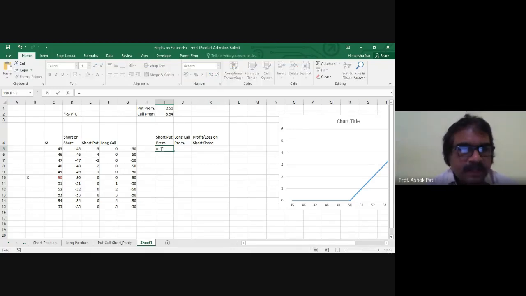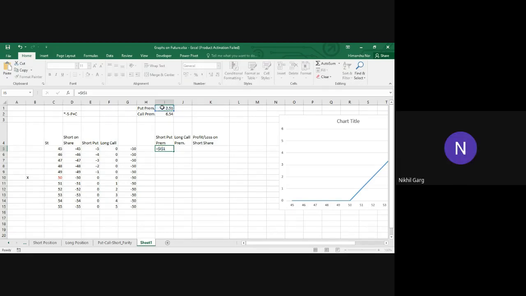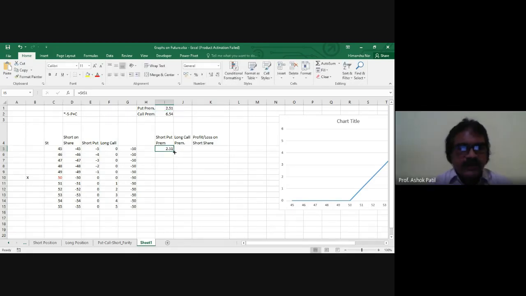So now you can write that as equal to. No, why plus? We are not calculating profit, only the premium we are calculating. Profit we'll do next. So equal to minus put premium, plus. Okay, enter. Now 2.51 will be received by the person who has sold.